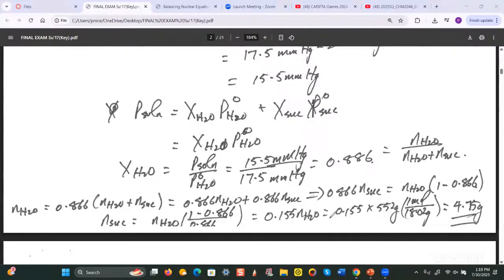So this here would be the number of moles of sucrose, 0.155 plus this here would be the moles of sucrose. Right? Oh, so instead of grams, it should be moles of sucrose. So that means that this answer is not the final answer, because what we have to do next is multiply to get the mass of sucrose.